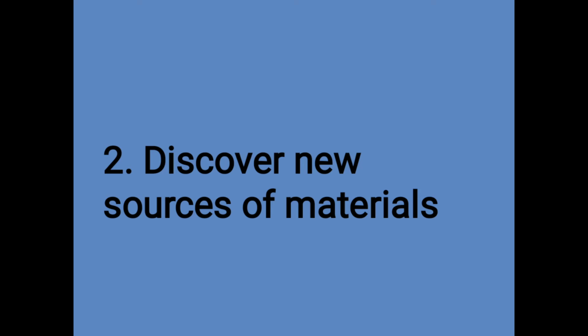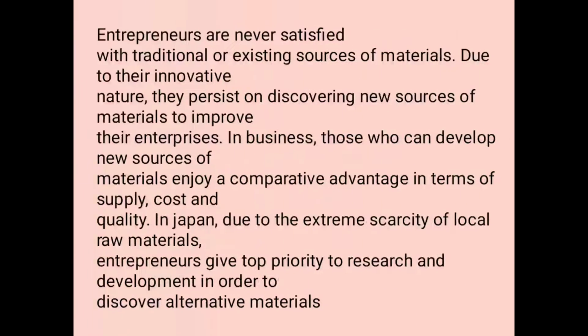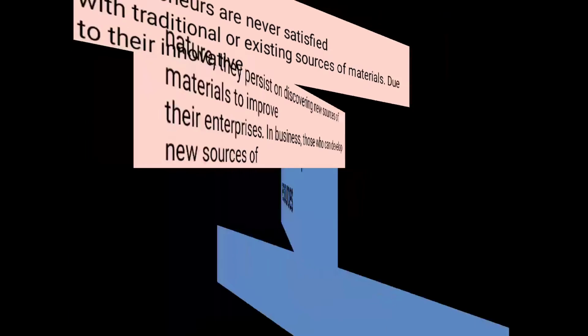Number two, discover new sources of materials. Entrepreneurs are never satisfied with traditional or existing sources of materials. Due to their innovative nature, they persist in considering new sources of materials to improve their enterprises. In business, those who can develop new sources of materials enjoy a comparative advantage in terms of supply, cost, and quality. In Japan, due to the extreme scarcity of local raw materials, entrepreneurs give top priority to research and development in order to discover alternative materials.